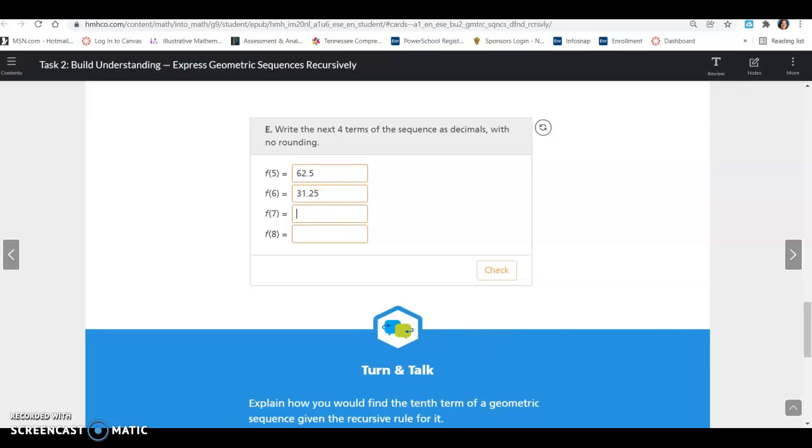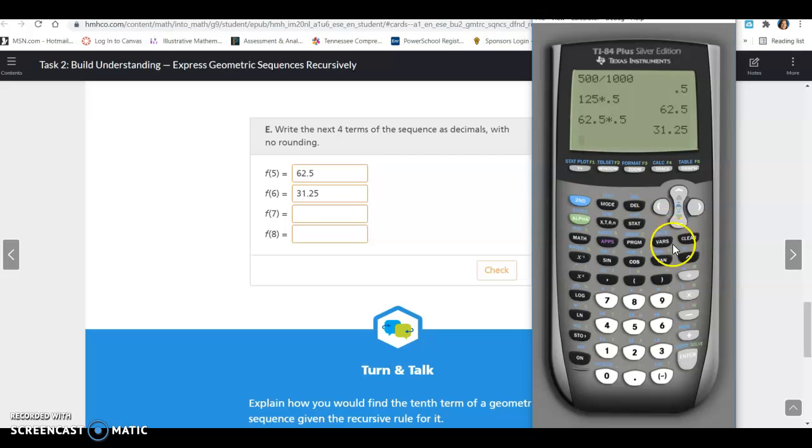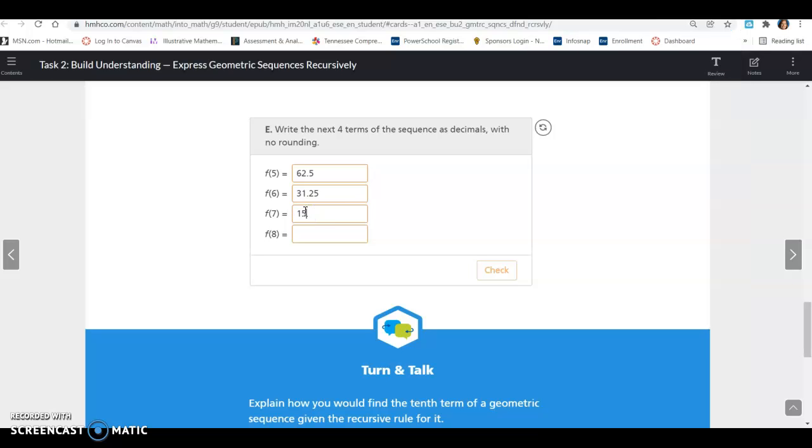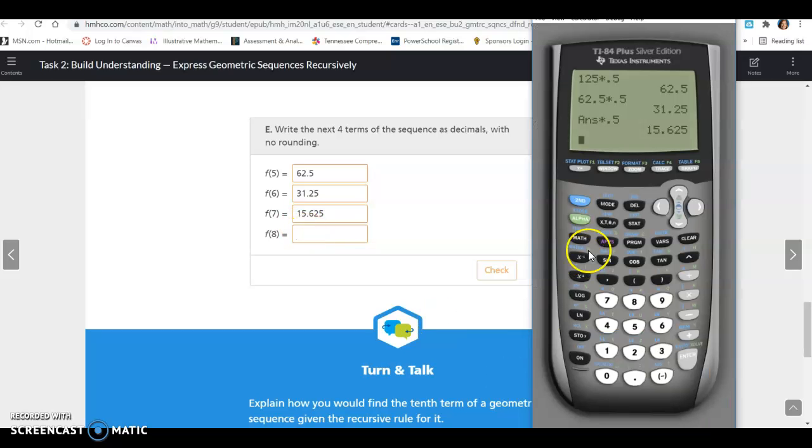All right, now we need to find the next term. So take 31.25. You can also do second answer, and it pulls down the answer from the previous line and then just do times 0.5. Or you can just type it in, 15.625. And then the next term, do the same thing. So I'm going to take my previous term and times it by 0.5. And that's 7.8125.